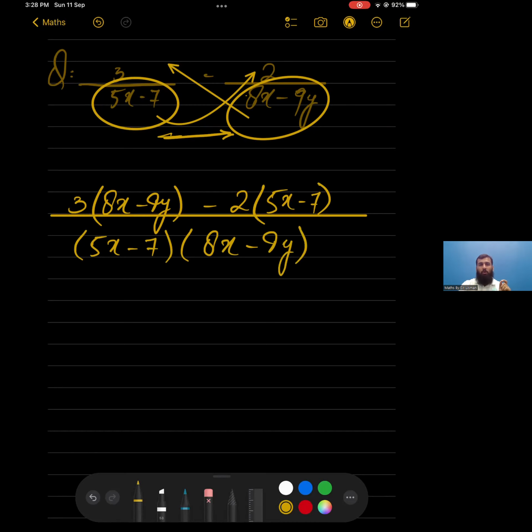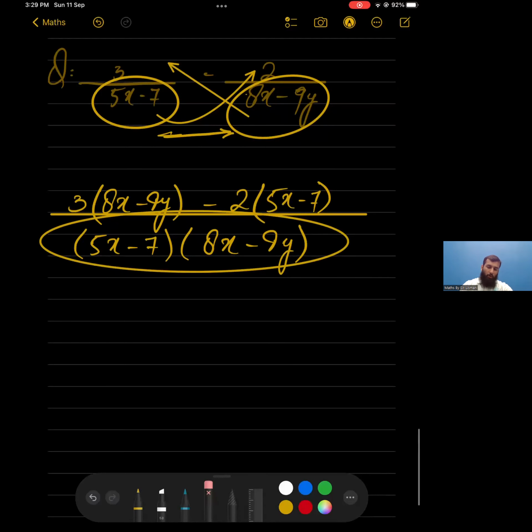Now, I'm going to tell you a good thing over here, which is that you are not required to simplify the denominator. So whenever you have got such a question, you don't need to multiply the denominators. You could just leave them in this particular format, as they are written right now.